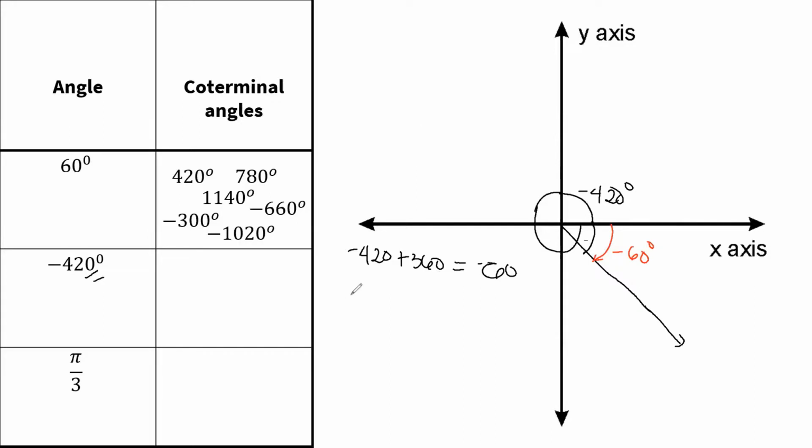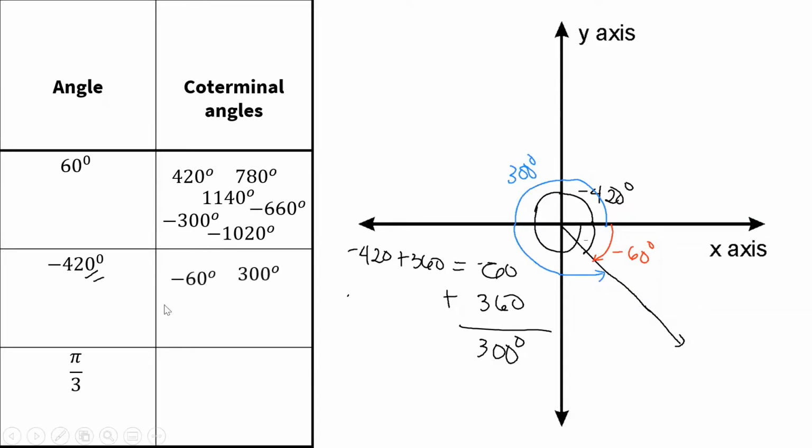Again, if you want to find more, just add 360 again. So negative 60 plus 360 is equal now to 300 degrees. 300 degrees is positive, meaning the rotation is counterclockwise. So from the initial side, this is 90, this is 180, this is 270 plus 30 degrees. So this is the 300 degrees. These are just some of the coterminal angles of negative 420: the negative 60 and the positive 300 degrees.